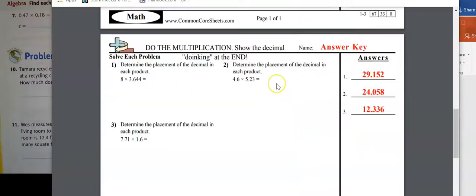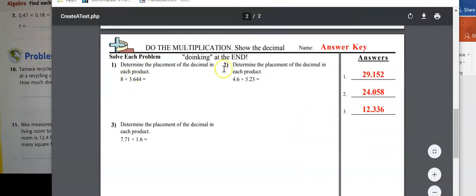First of all, answers for the assignment yesterday. Number 1, you should have gotten 29 and 152 thousandths. Number 2, you should have gotten 24 and 58 thousandths. And for number 3, you should have gotten 12 and 336 thousandths.